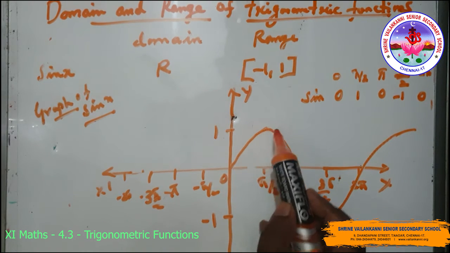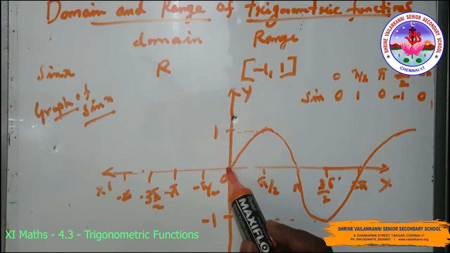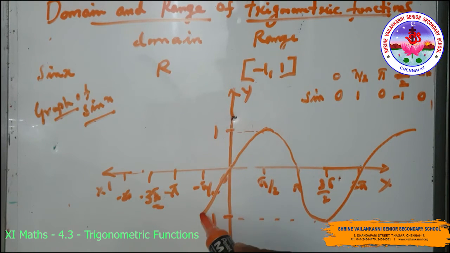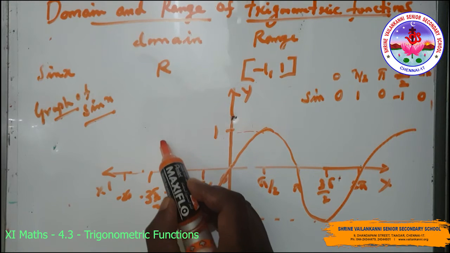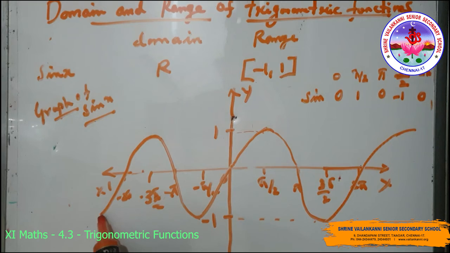So sin pi by 2 is 1, sin 3 pi by 2 is minus 1. Here also, sin of minus pi by 2 is minus 1 and sin pi is 0. Sin of minus 3 pi by 2 is 1 and it goes on. So the graph of sin x lies between minus 1 and 1.